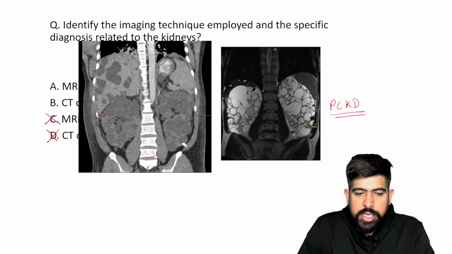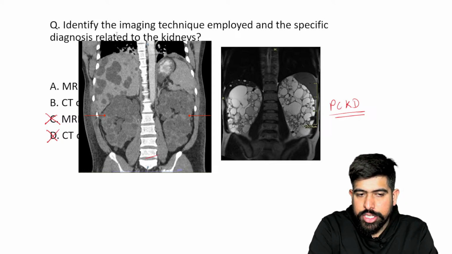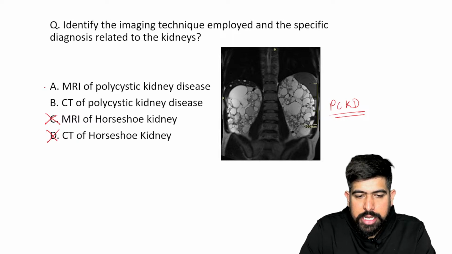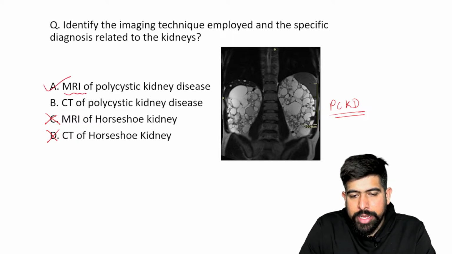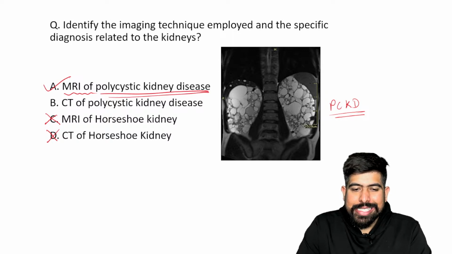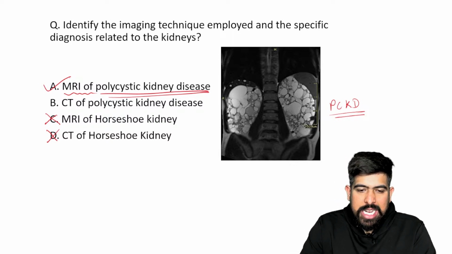Yes, very good. So what should be your answer in this case? The answer is A, which is the MRI of polycystic kidney disease. Very good. Should we move forward? Now we are moving forward.